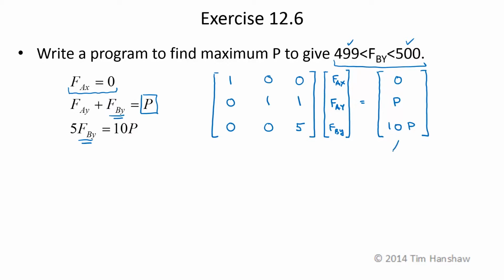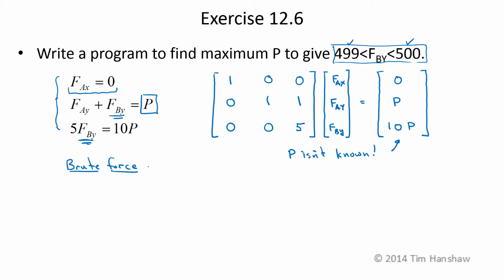Unfortunately, now we have a problem. P isn't known, so this is not a vector of constants. Now we can pretty easily solve this set of equations by hand to give a value of p that gives fby to be pretty much whatever we want it to be. But we're supposed to use Matlab. So let's take a look at using a brute force approach.